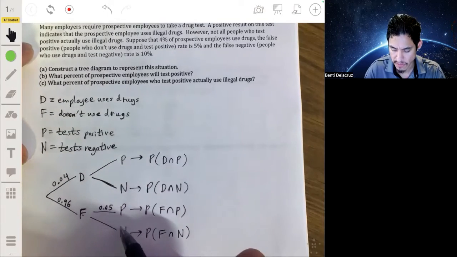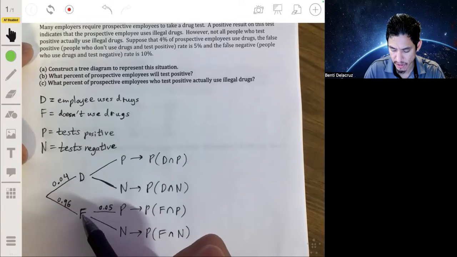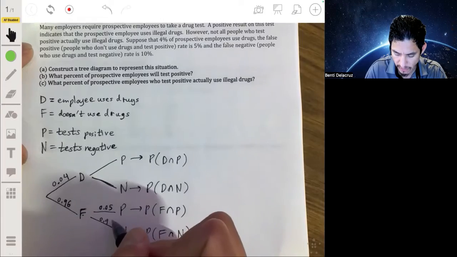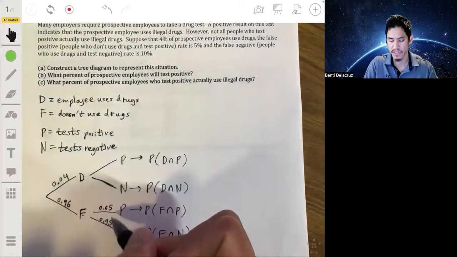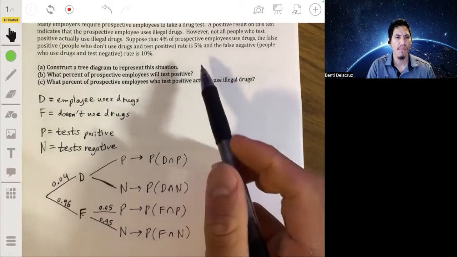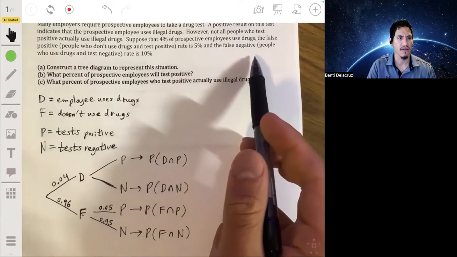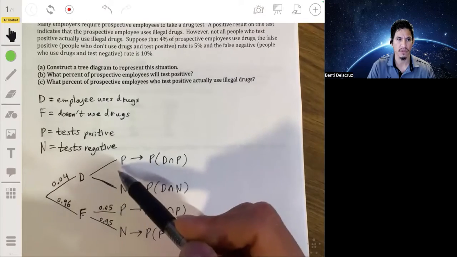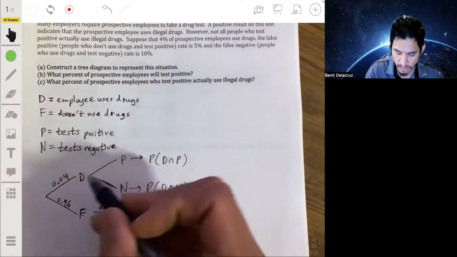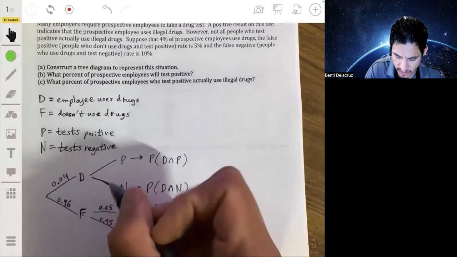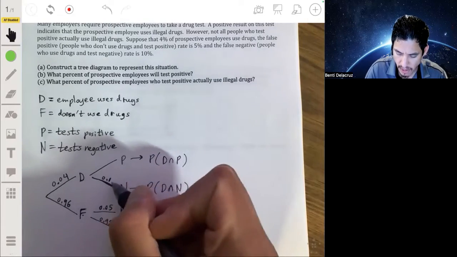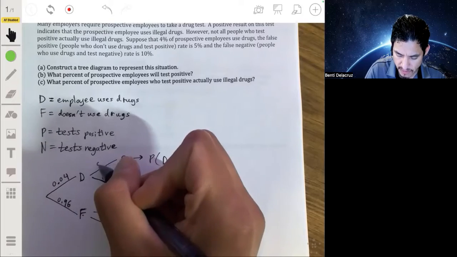And that means that if you're drug-free and you test negative, which is the correct result, the probability will be 0.95, because there's 95% left over from the 5%. Now it says a false negative. So for people who use drugs, so we're over in this world, and test negative, that is 10%, so 0.1. That means people who use drugs and test positive is 0.9.